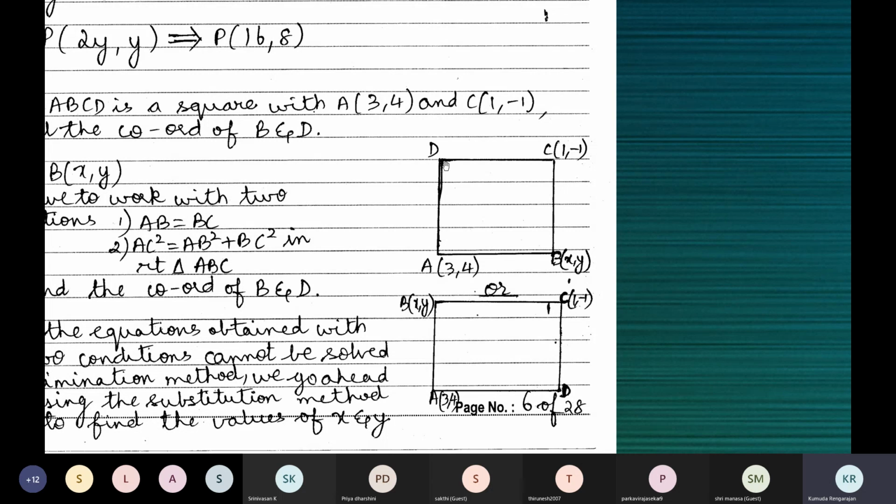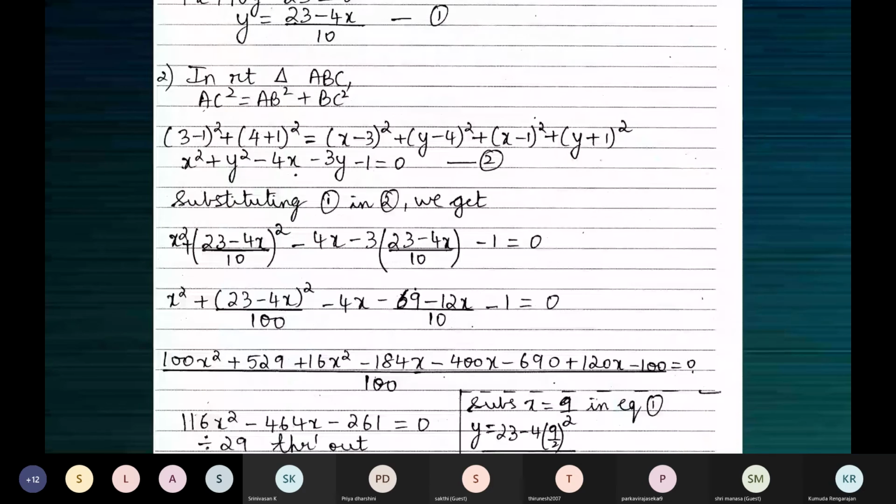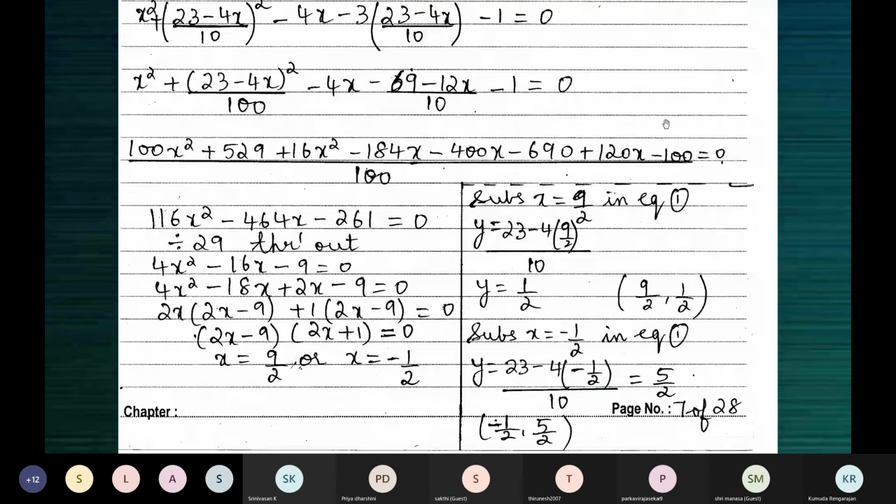But if B is here, then there's D here. Means if 9 by 2 comma 1 by 2 is the address of B, then this is the address of D. Or if this is the address of B, this is the address of D.